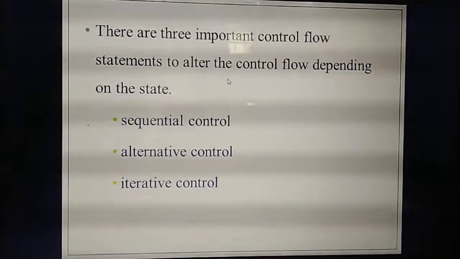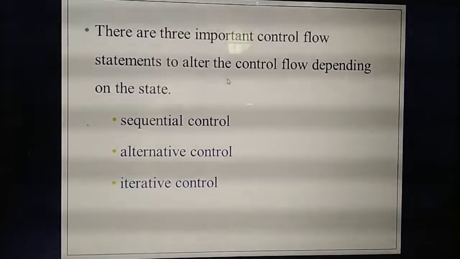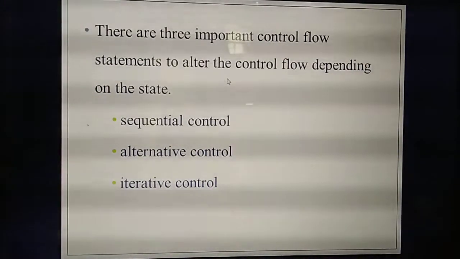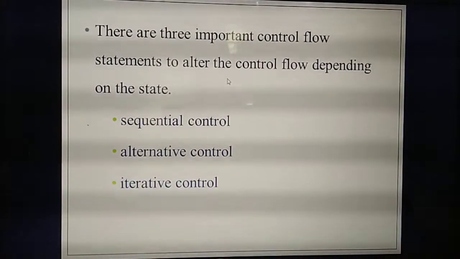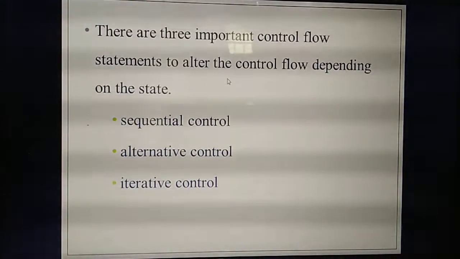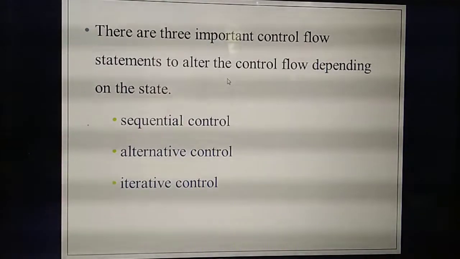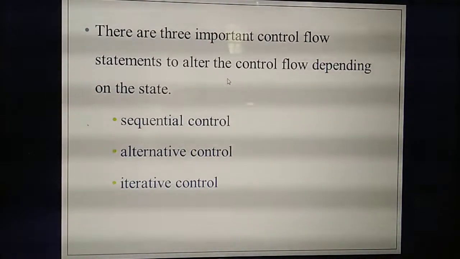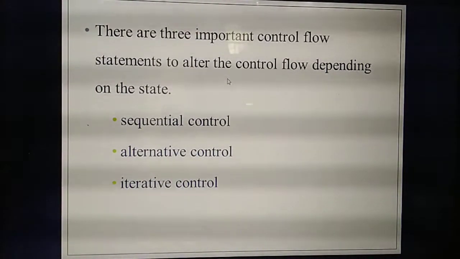Listen. In control flow, there are 3 important divisions. How many types of control flow are there? 3. Based on the state only, the flow of control is changing, isn't it? So based on the state, there are 3 types of control flow. What are they? First, sequential control flow. Second is alternative control. Third is iterative control.